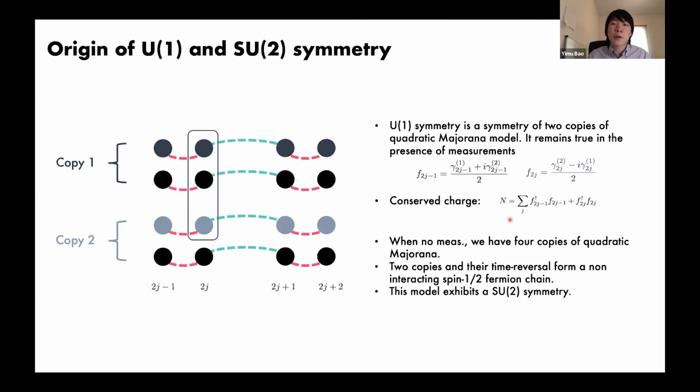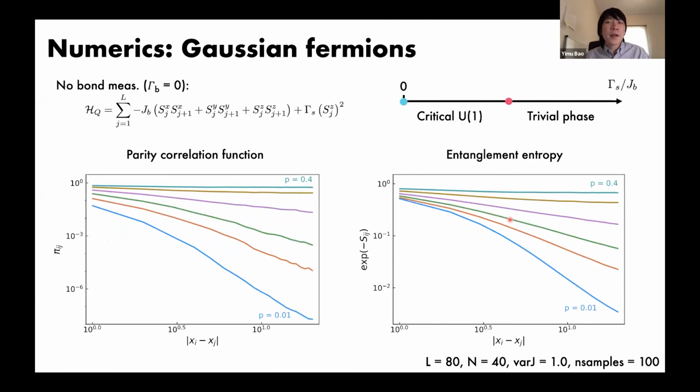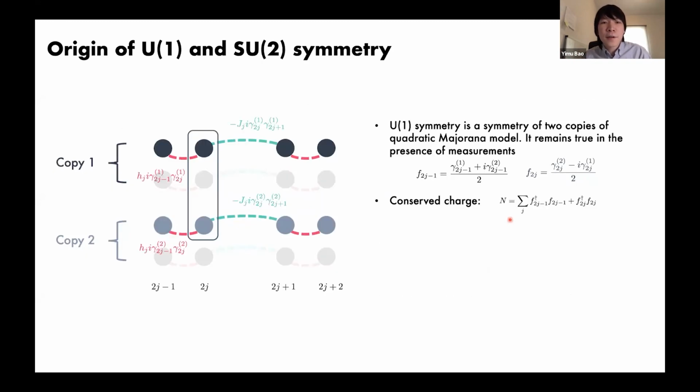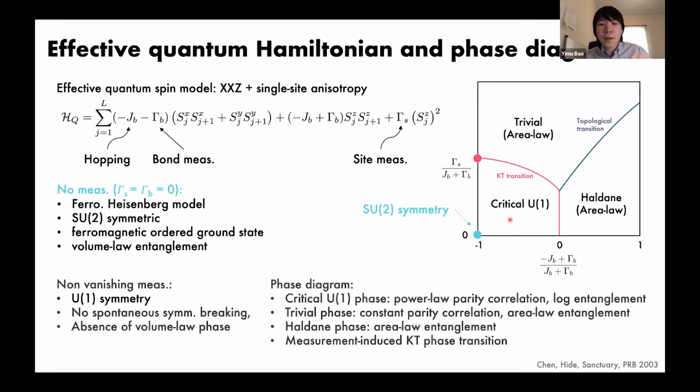And in the case when there's no measurement, you have 4 copies of quadratic Majoranas, which are 2 copies and their time reversal, which you can see forms an SU2 spin-1/2 fermion chain, and there's apparently an SU2 symmetry there. This explains all the phase diagram we just observed. Actually, there's a technical difficulty we haven't sorted out yet to explain the behavior of observables in different phases.